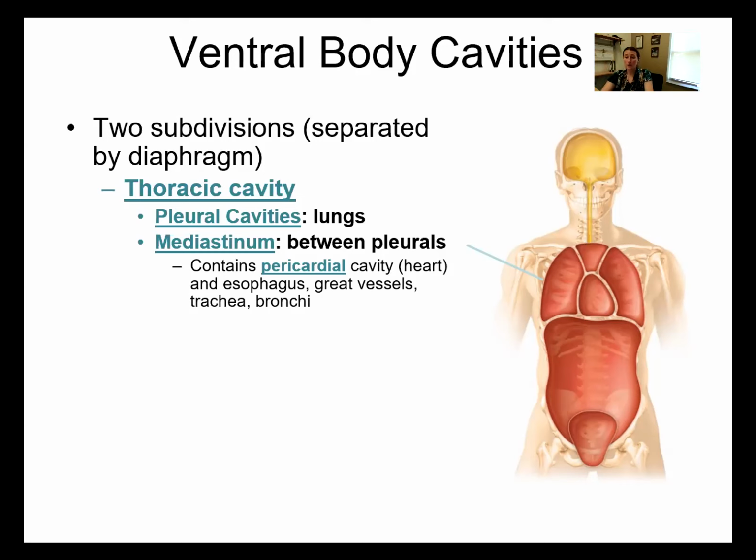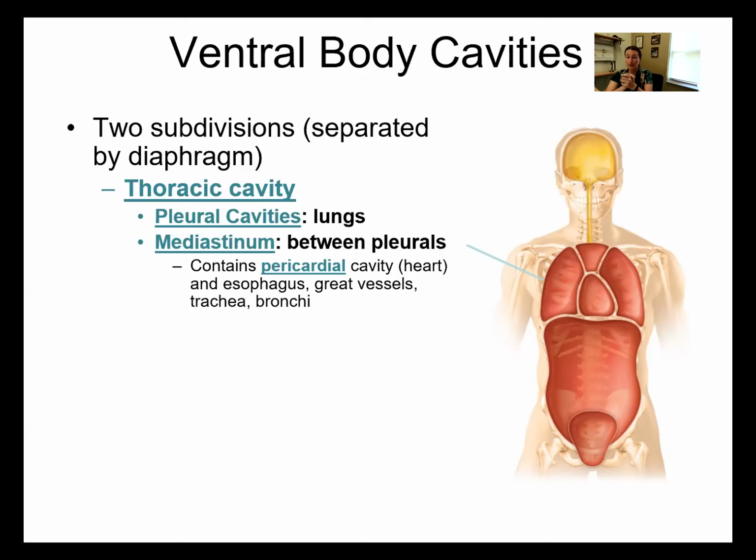So collectively, the space between the 2 pleural cavities is called the mediastinum, which encases the pericardial cavity. I encourage you to go back and listen to that again.